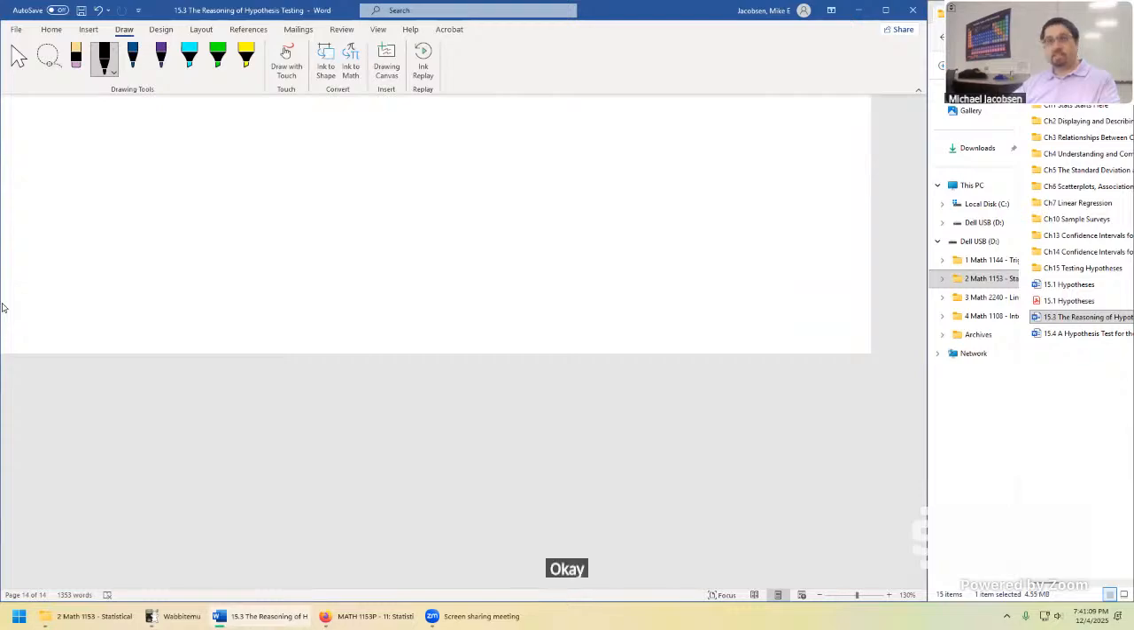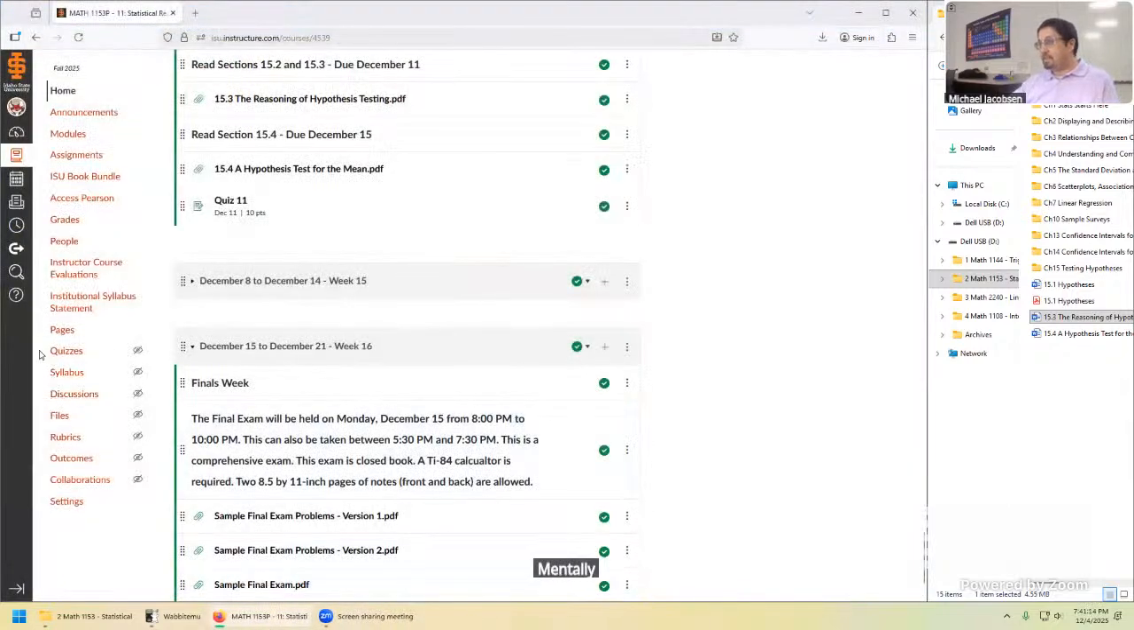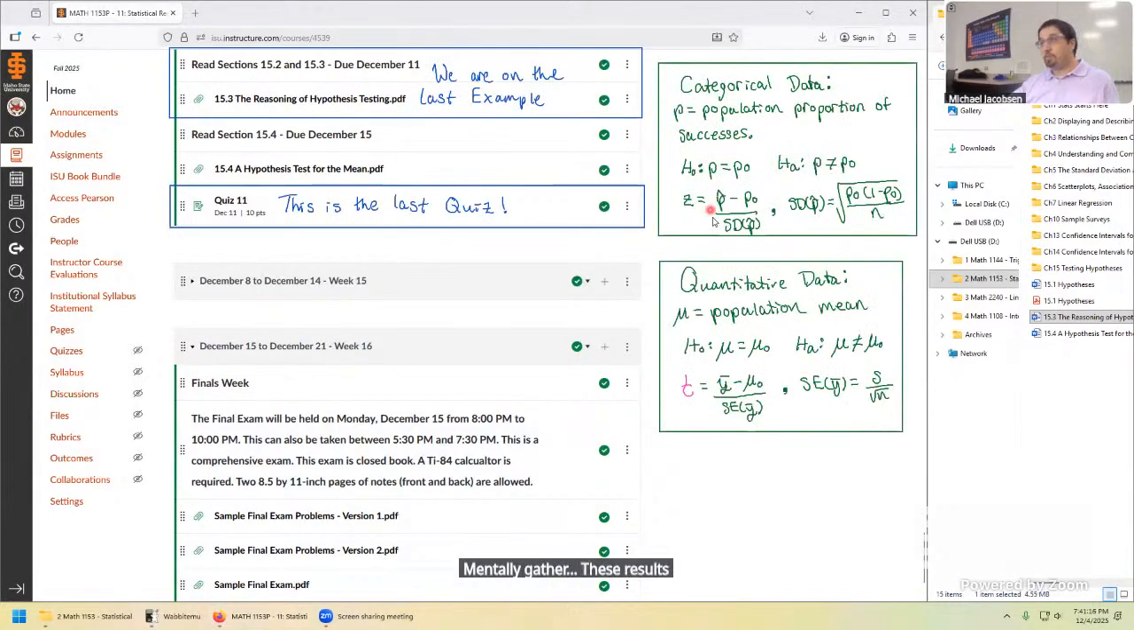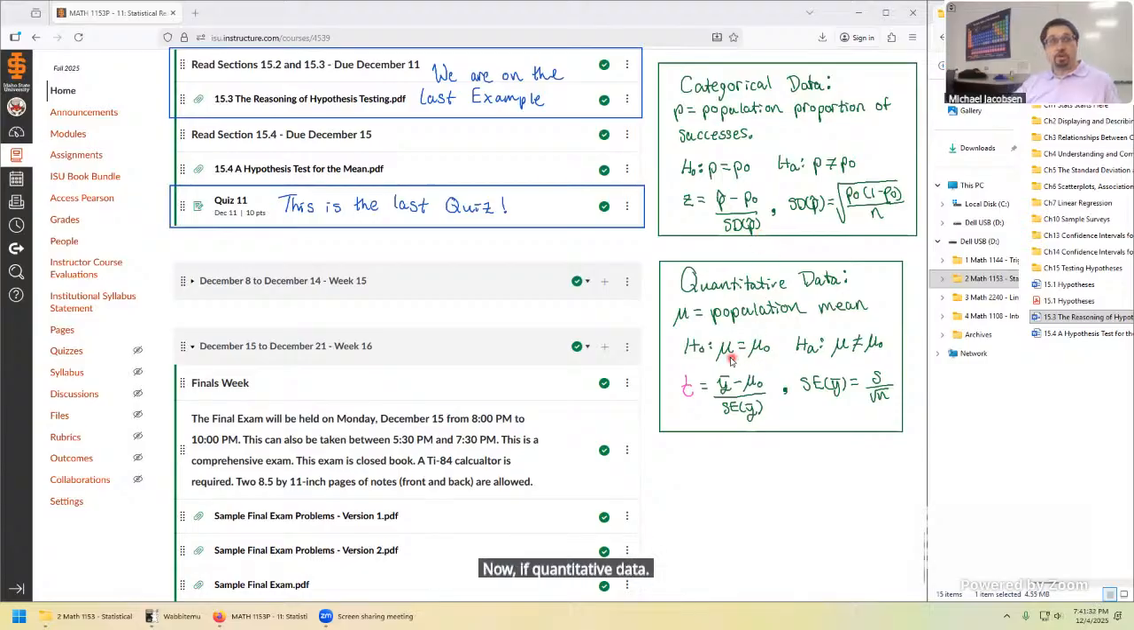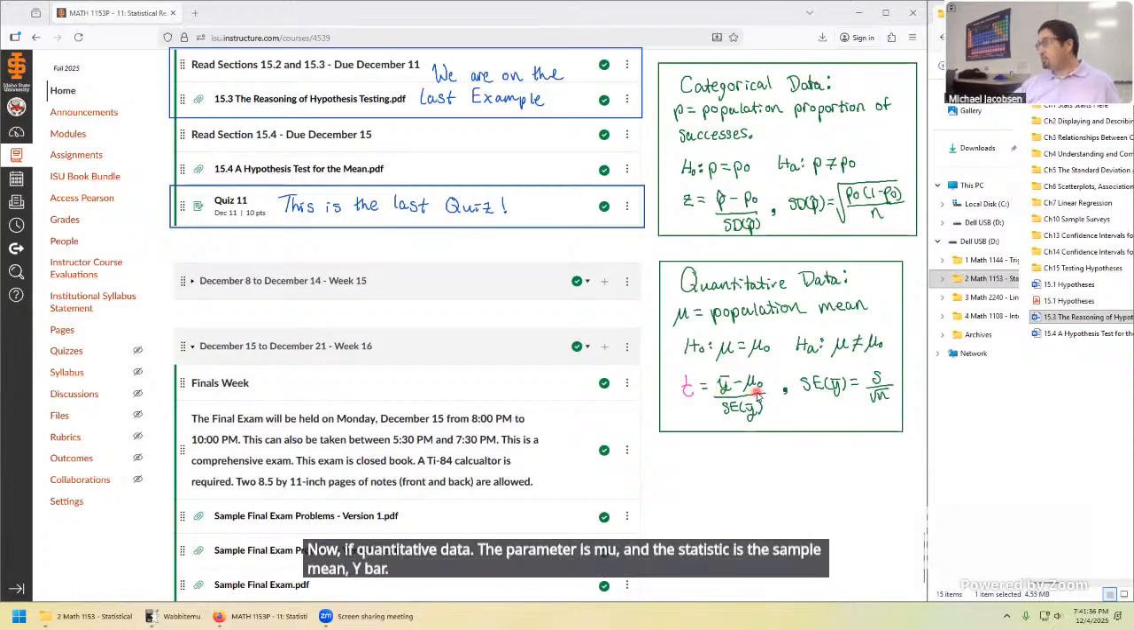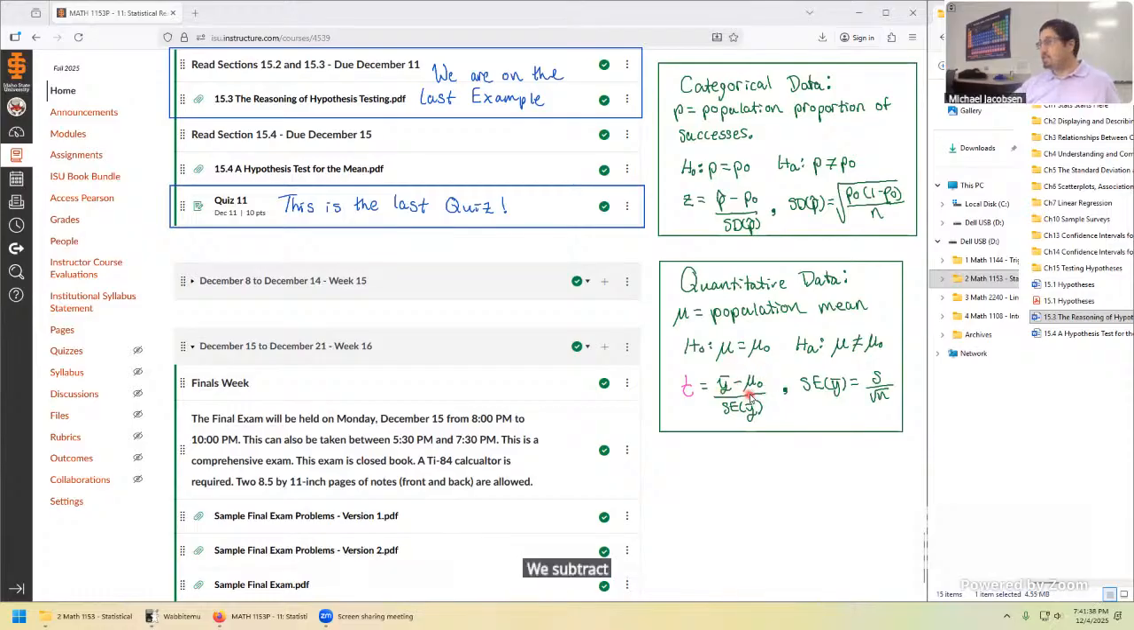Okay, let's maybe just as a way to pause and mentally gather these results. This is the test that we just ran, where we have a test statistic z measuring the statistic p hat against the distance of the hypothesized value divided by the standard deviation. Now with quantitative data, the parameter is mu, and the statistic is the sample mean, y bar. We subtract the hypothesized mean, mu naught, but we don't have a standard deviation any longer.